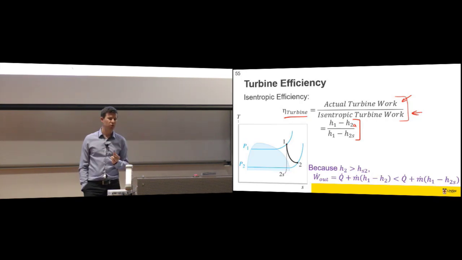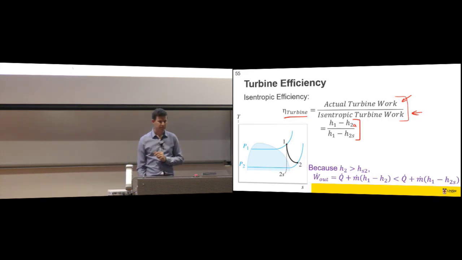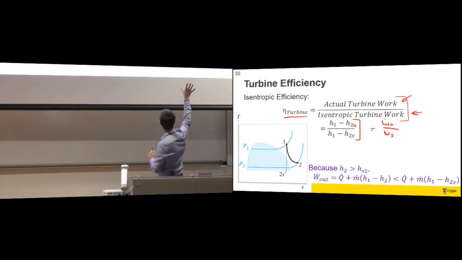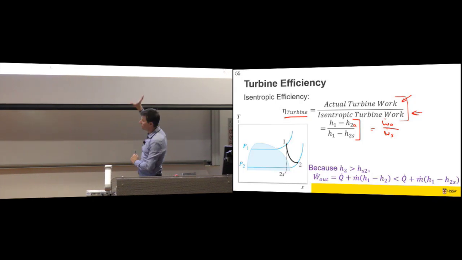So it can be adiabatic but still not an ideal turbine? Yes. Yep. So that should be work. Is that better? Does that fit better with you? So it's the actual work that you get out, or power that you get out, divided by the ideal power that you get out.